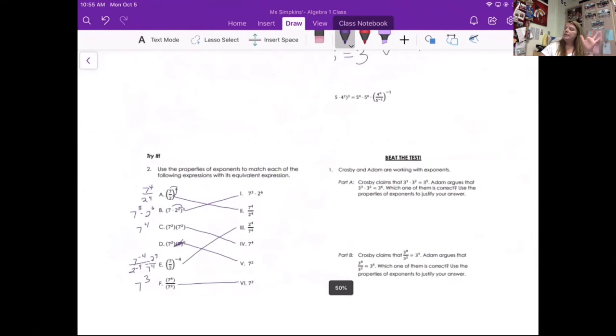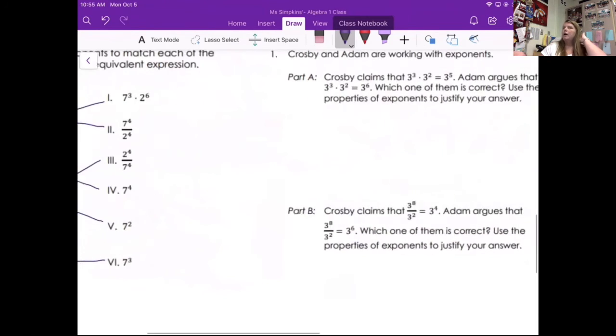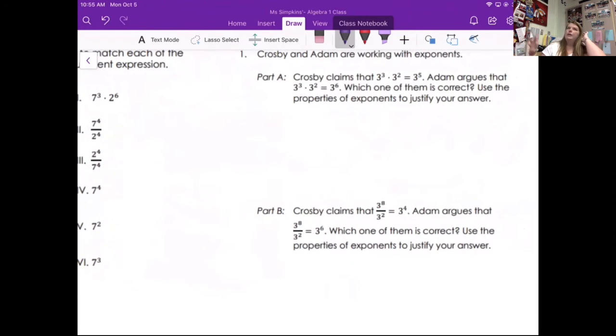Beat the test. At least everybody I've checked so far has gotten the right answer. So the first part was Crosby, because Crosby added those exponents, and the second part was Adam because Adam subtracted the exponents. So A was Crosby, B was Adam.